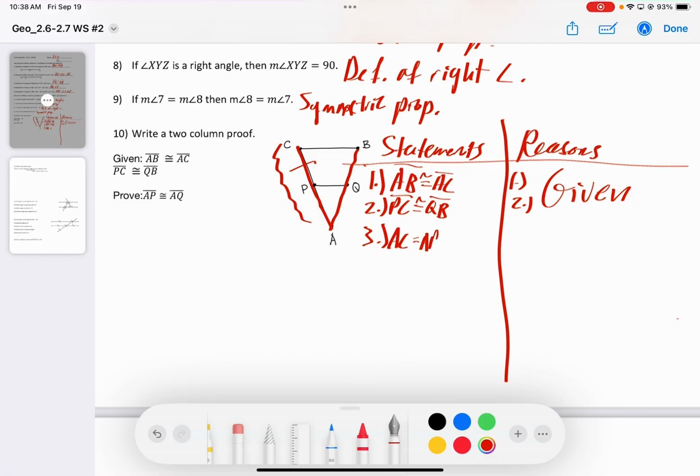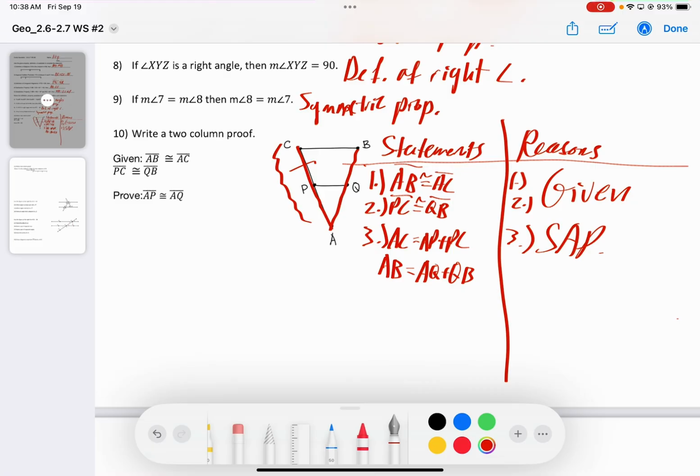So AP plus PC. And I'm going to keep this in the same step because I'm going to do the same thing with the other side. I could do it with AB, right? AB would be equal to what? AQ plus QB. And my reason for that would be segment addition postulate.